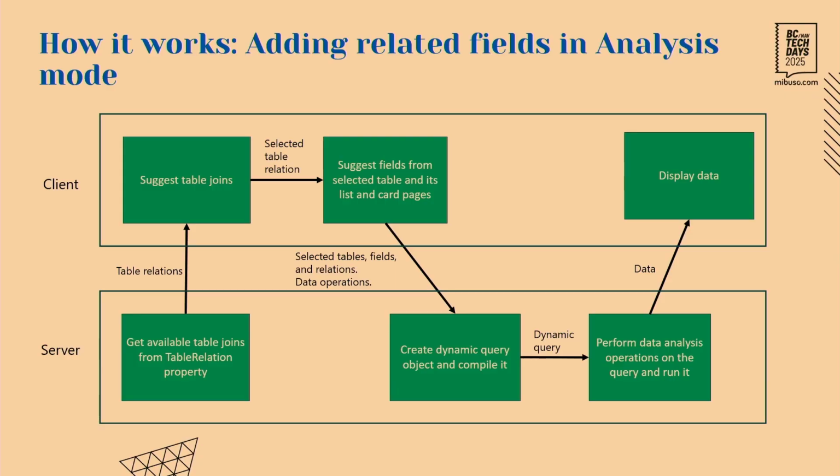And then on the server, we create a dynamic query. This dynamic query is actually an AL object. Then we compile that AL object, and then we have an object that we can work with. We perform all the transformations that are needed. Then we run that query, and we send that information back to the client, which is the data that you see.